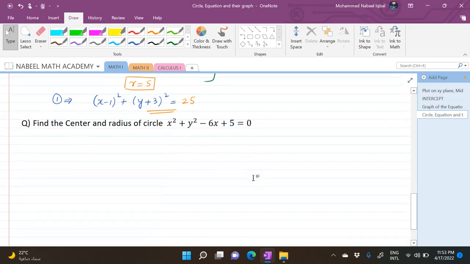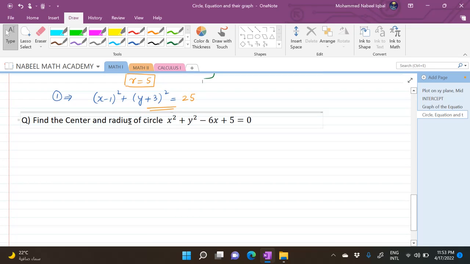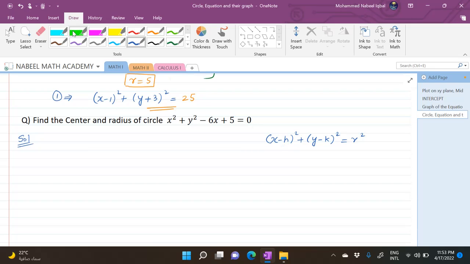Now the next one: find the center and radius of the circle. The given equation is not in the proper form. The proper form should be (x minus h) whole square plus (y minus k) whole square equal r square. From this, I can compare h, k, and r. If you take the square root, I will get the radius. But here it is not in the standard form, so I have to make this one a standard form.